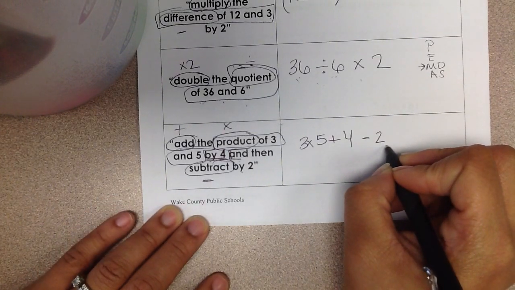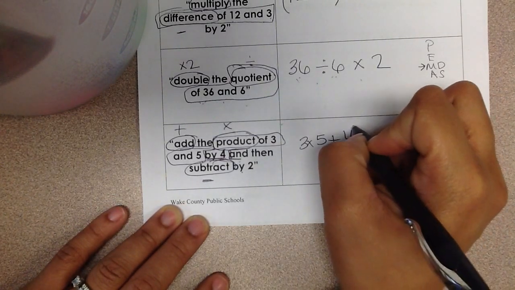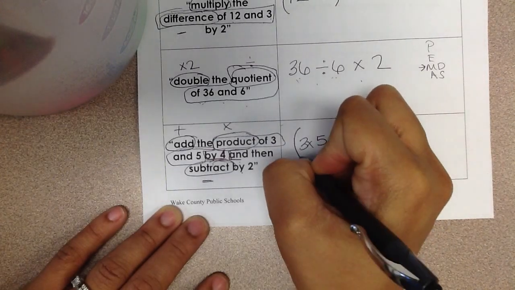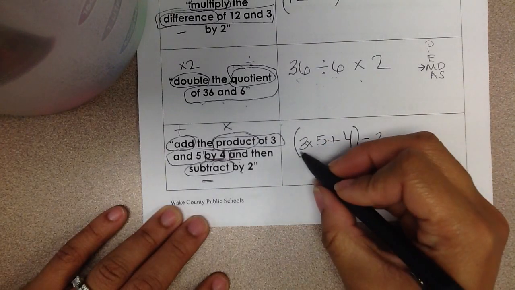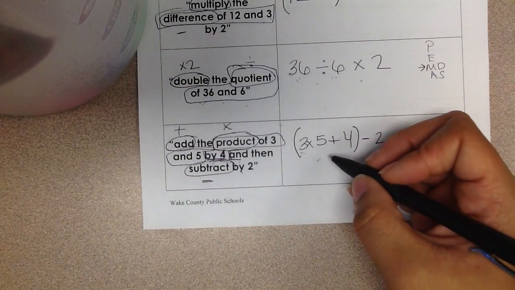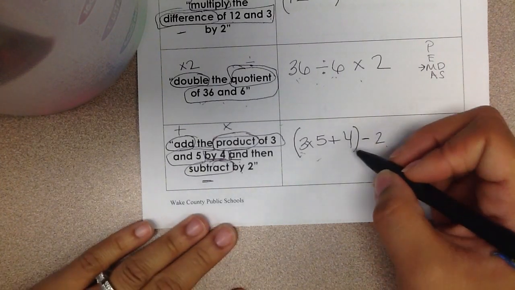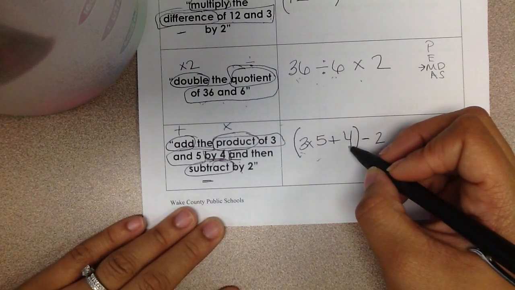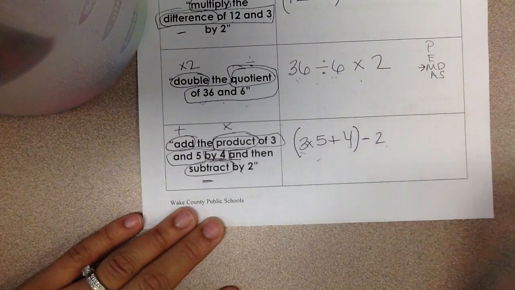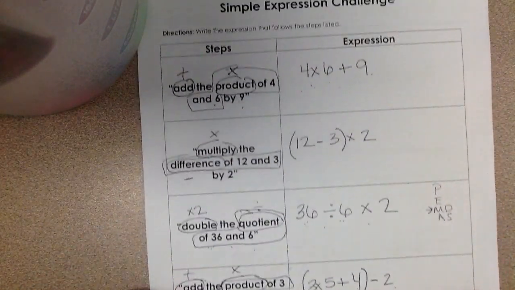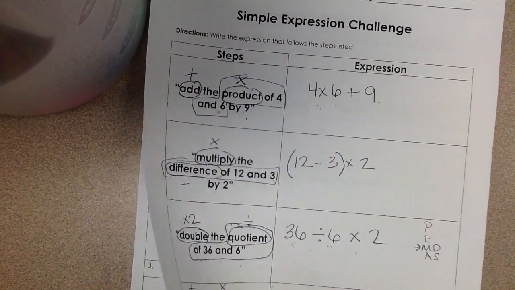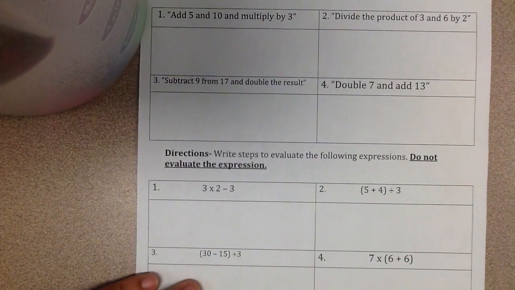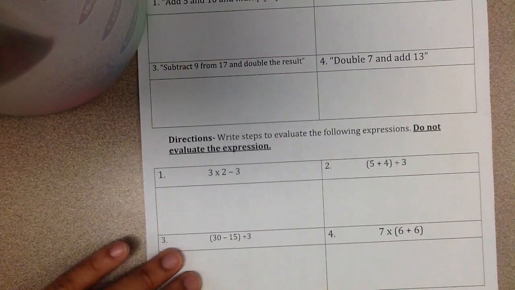So what do I have to do? I have to decide to put this in parentheses. Now that means I'm still going to multiply 3 times 5. And then once I get that product, I will add 4. And at the end of all that, I will subtract 2. Okay? Let's look at this next page with some different practice problems.